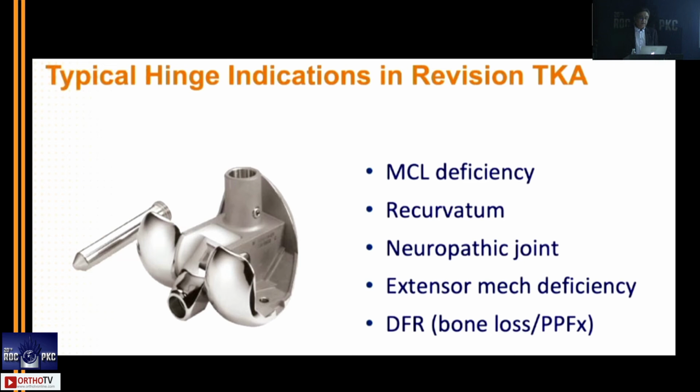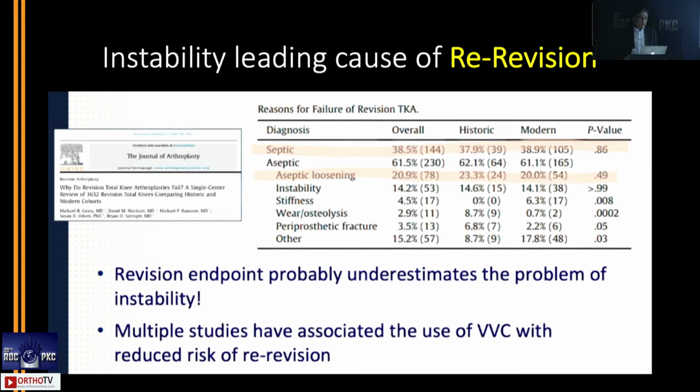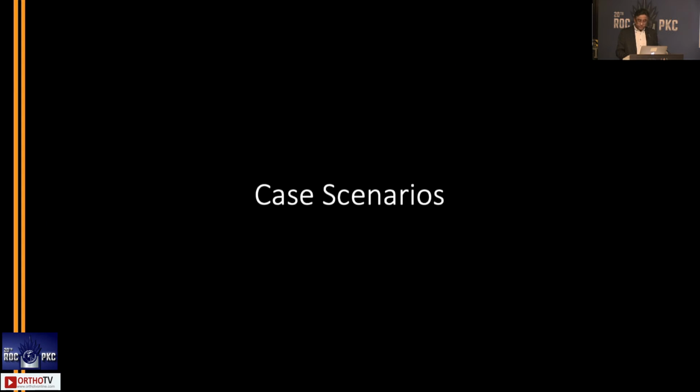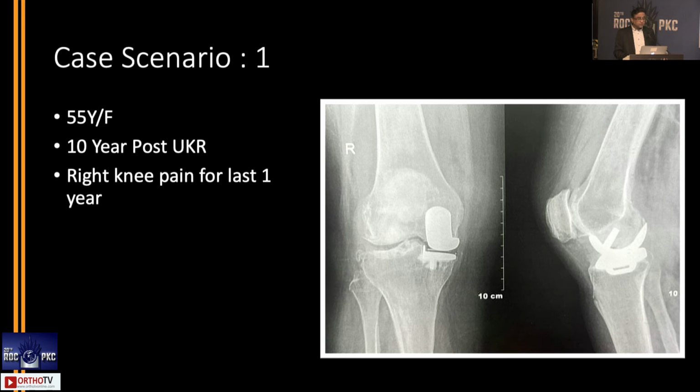Now, typical hinge indications: MCL deficiency, recurvatum, neuropathic joint, extensor mechanism deficiency, and DFR. Instability is the leading cause of re-revision. Revision endpoints probably underestimate the problem of instability. Multiple studies have associated the use of the VVC with reduced risk of re-revision. Basically, the varus valgus constraint implant is the workhorse of most revision scenarios. Let us go to the case scenarios.